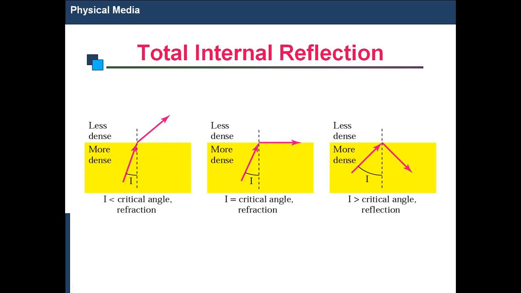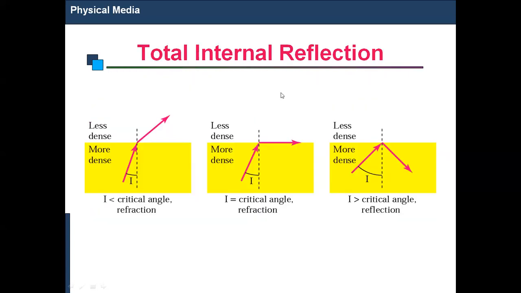Here, I is the incident angle. When the incident angle is less than the critical angle, refraction occurs and the signal just enters the less dense medium, with a slight change in the angle. Whenever I is equal to the critical angle, the signal travels straight along the boundary at 90 degrees. Whenever I is greater than the critical angle, the signal is automatically reflected back.